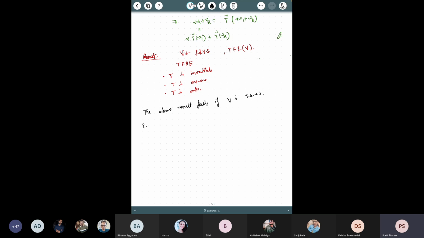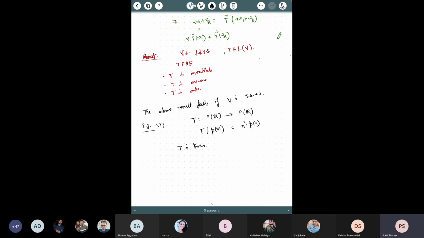For example, let us take the first example. Let's take T from the set of all polynomials over R to the set of all polynomials over R. Okay, and you look at this function. Now first tell me whether T is linear or not. Yes, sir, it is linear. So clearly T is linear.